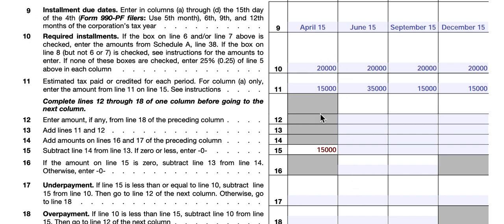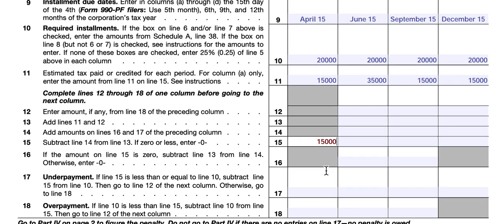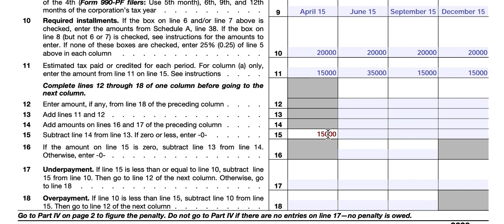So now that we're in column A, let's go down and figure out the underpayment. So this is pretty straightforward. $15,000. We were supposed to make a $20,000 payment in this quarter. We only paid $15,000. So is this an underpayment or an overpayment? Well, line 15 is less than line 10 with the $20,000. So we're going to subtract that, and then we're going to enter that number here. If this was an overpayment of $5,000, then we would put the overpayment here.